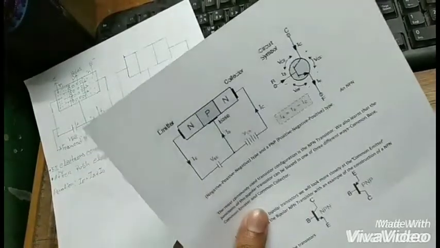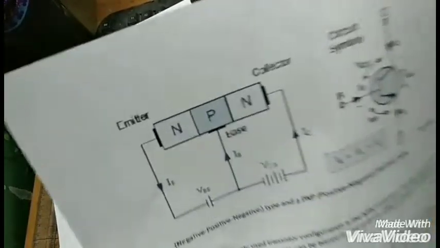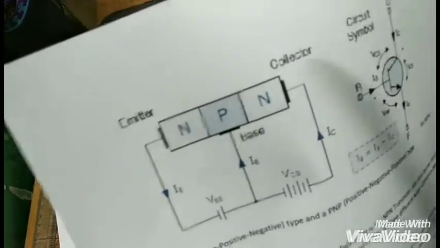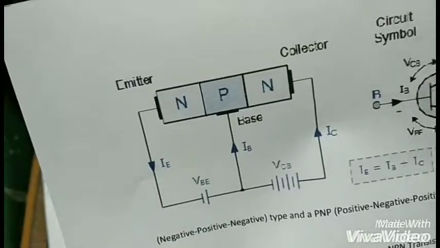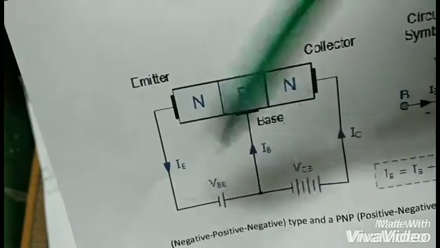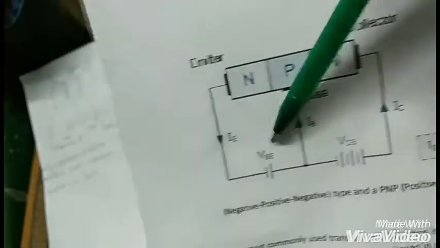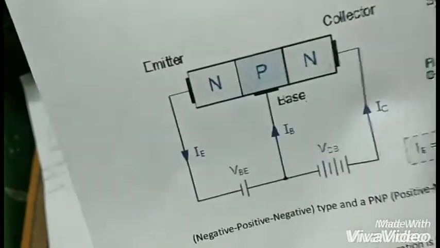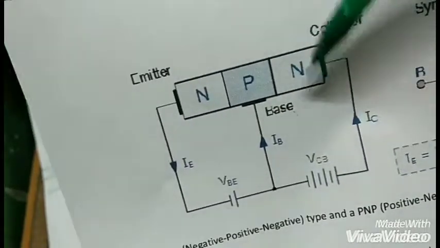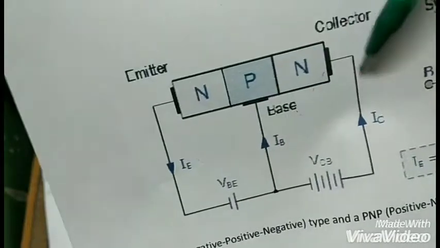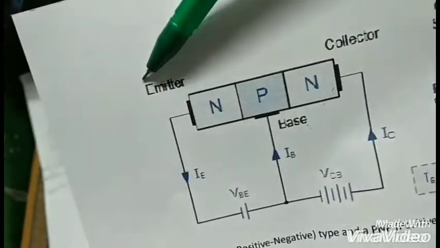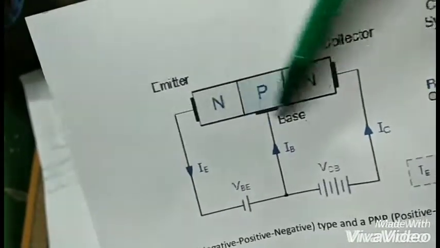And there is the transistor. It is the picture of the transistor. It is the base, and we can see the B, P, E. It is a forward bias, and it is the reverse bias. This is the inside, the collector and the emitter, inside of a transistor.